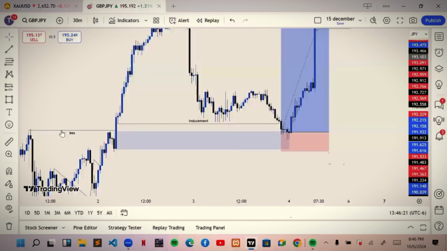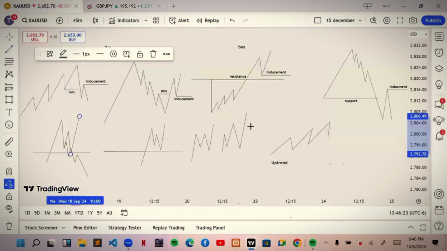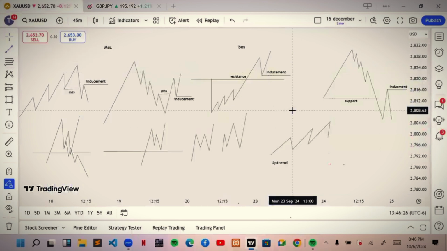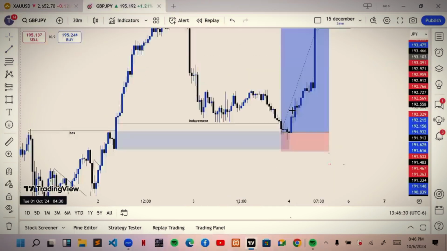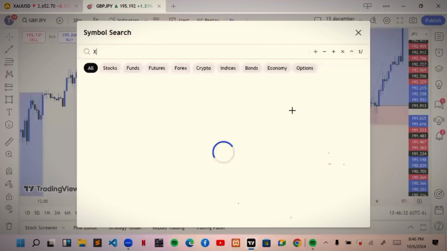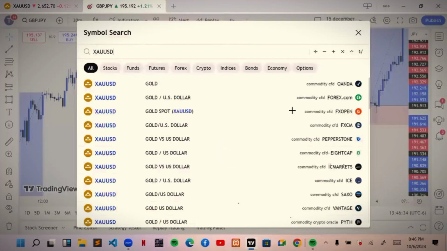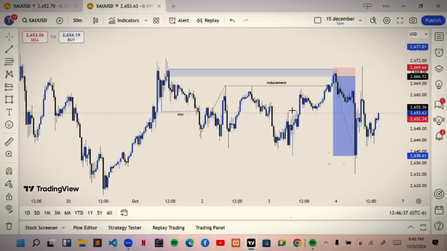I've gotten my inducement right here. Same thing as this gold. For gold, I've gotten my market structure shift right here, I'm getting my inducement right here.